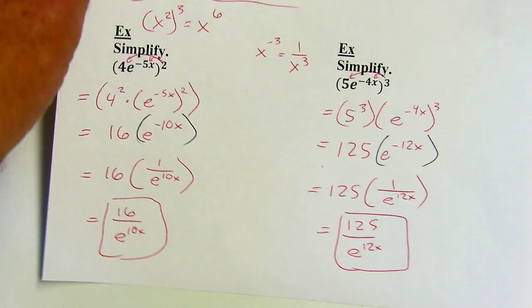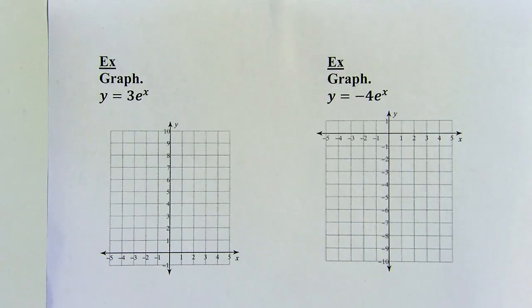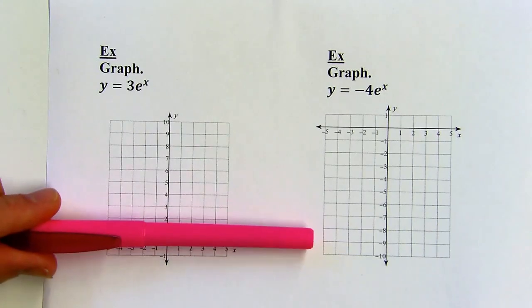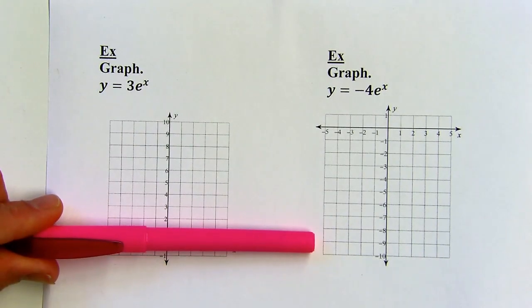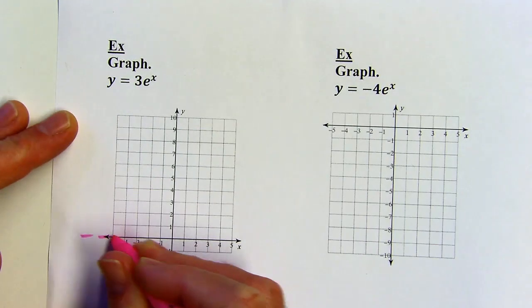So let's take a look at graphing some equations that feature e to the x. These are both going to be exponential functions because I've got a variable as my exponent. These are both going to have what's called a horizontal asymptote, and in both of these, the horizontal asymptote is going to be the x-axis. What that means is that's the floor of my curve here.